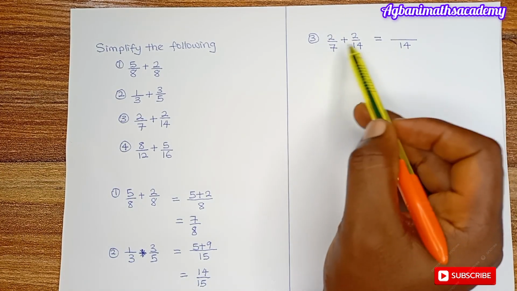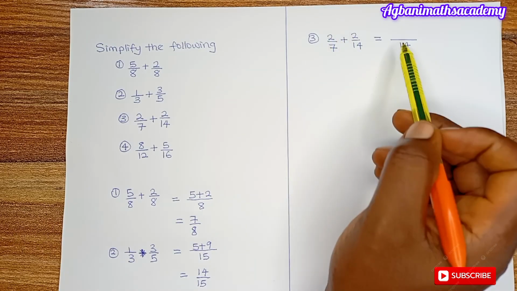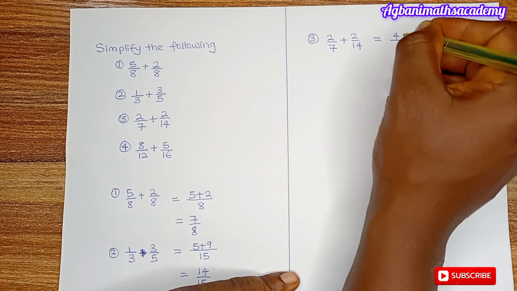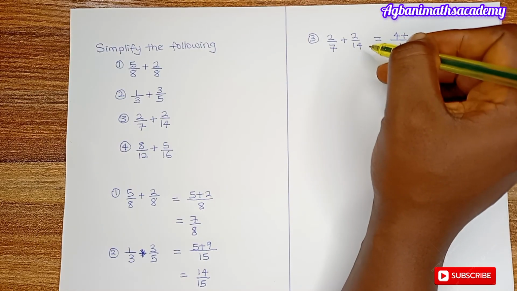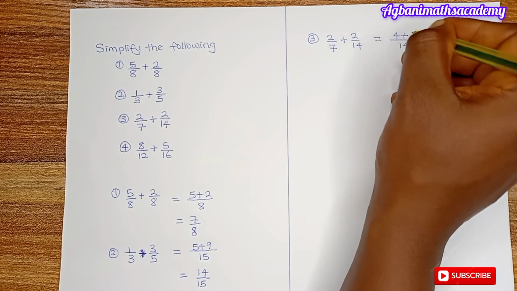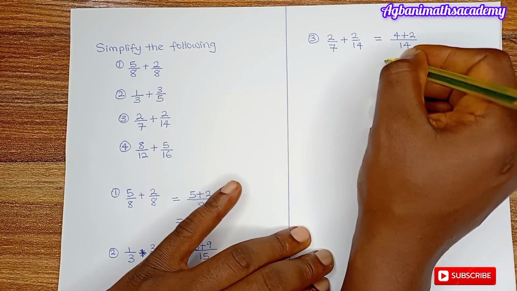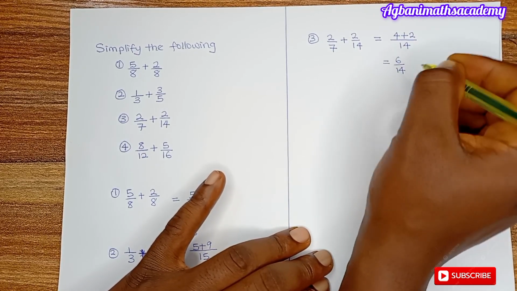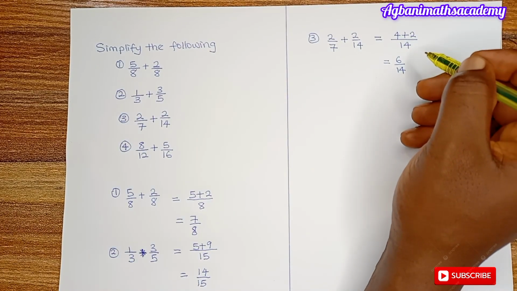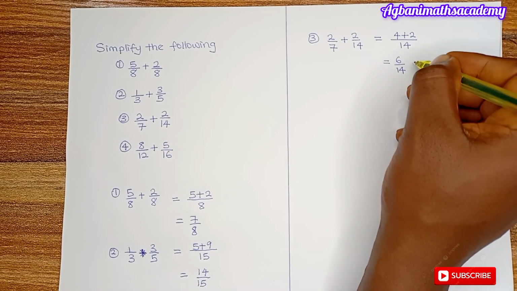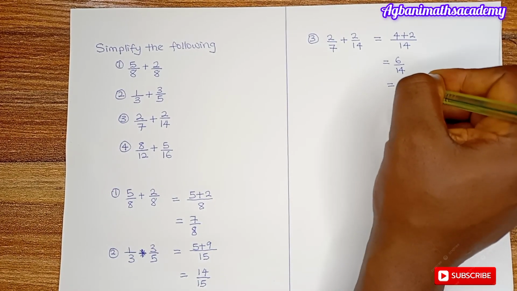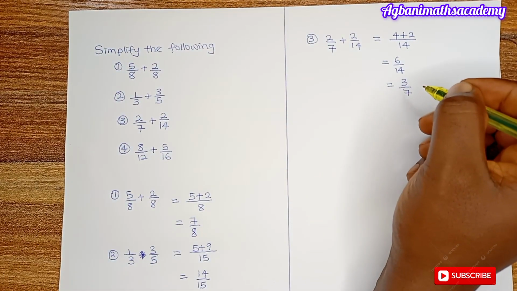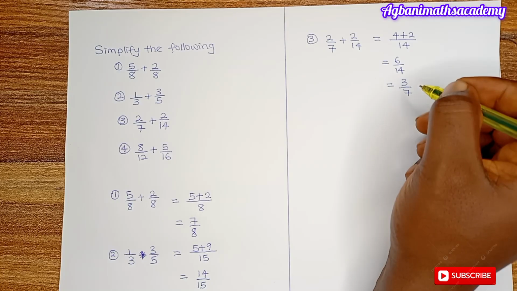Next, we use 14 to divide 7 and multiply by 2. So 14 divided by 7 gives us 2, multiplied by 2 gives us 4, plus 14 divided by 14 gives us 1, 1 multiplied by 2 gives us 2, so we have 2 here. Now we have 4 plus 2 giving us 6 all over 14. We can break this down further by dividing both sides by 2. So 6 divided by 2 gives us 3, and 14 divided by 2 gives us 7. So our final answer for this particular question is 3 all over 7.